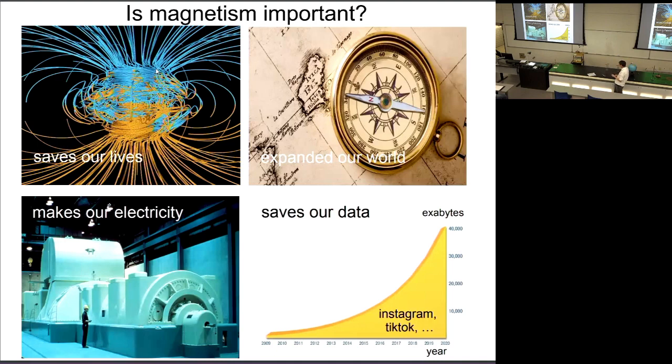And then finally, as my daughter said, this is by far and away the most important reason for magnetism. It's that all this data that we created, and I don't know what all the websites are or whatever, but all that data is stored magnetically. Every bit of data, an exabit, just to let you know, is a billion billion bits. And we have tens of thousands of exabits of data, and it's all stored magnetically. And so there's been a huge importance of magnetism in saving all the information that we are now creating.